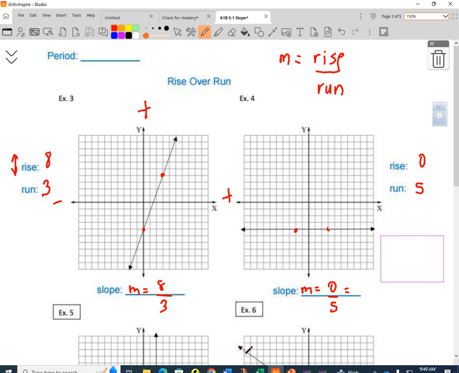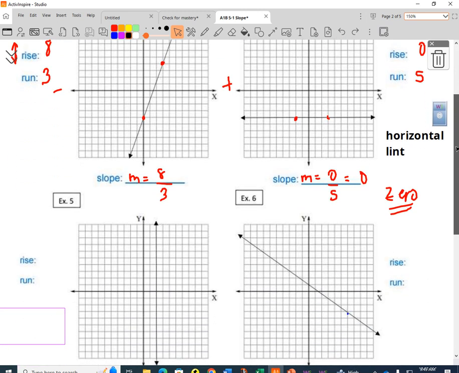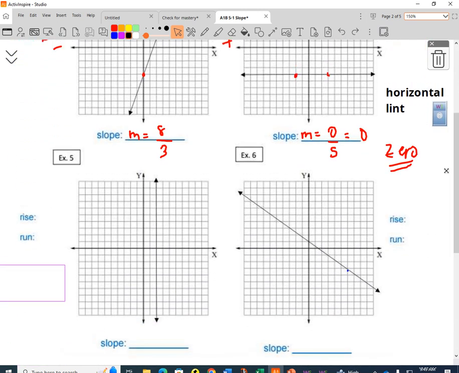Everybody should have their calculator. On your calculator, do 0 divided by 5. 0. 0 divided by any number is 0. So the slope of this line is 0. And a reminder, this is a horizontal line. I want to write it a couple times because I need that to stick in your memory. So 0 slope is a horizontal line.